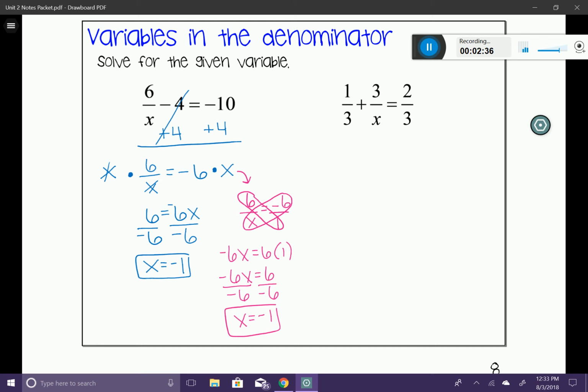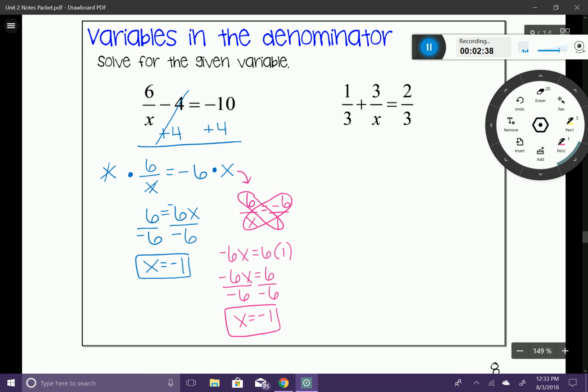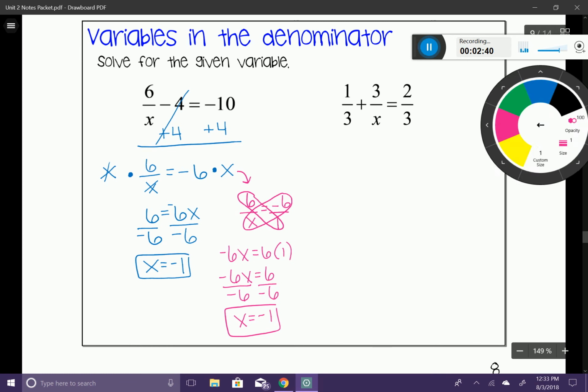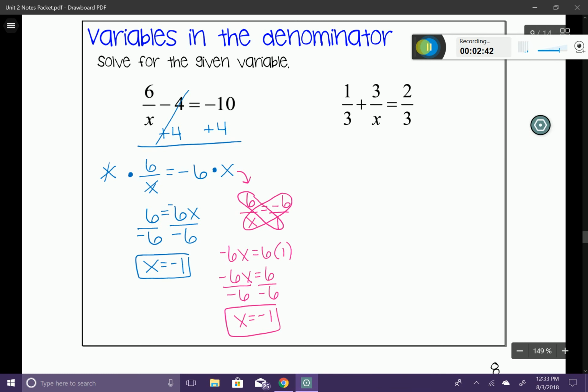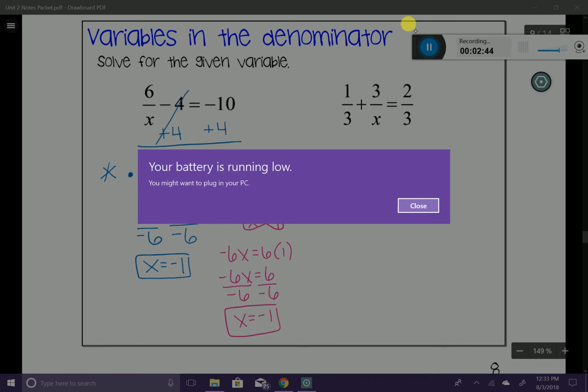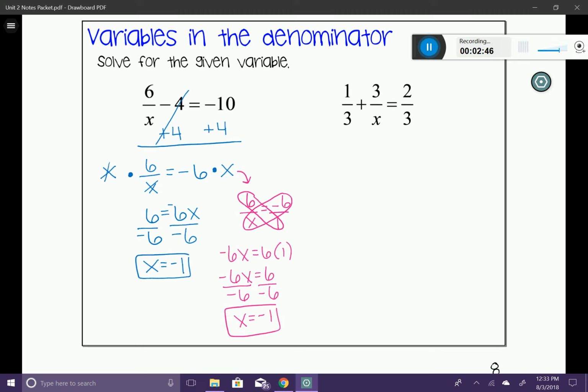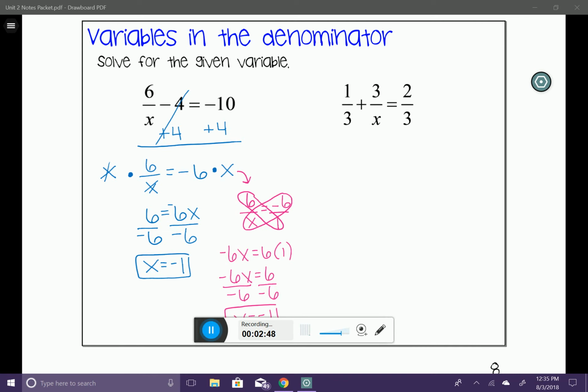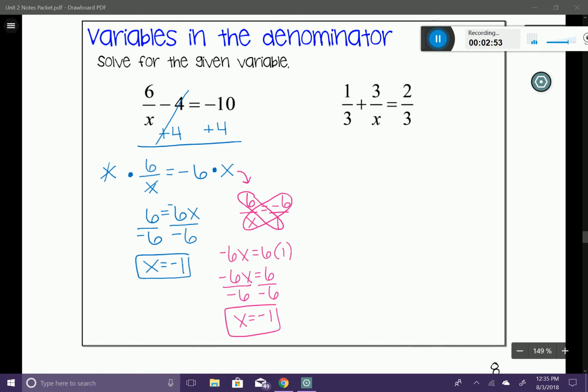Okay, let's go ahead and look at another example. I have lots of examples here because this concept does get a little bit challenging as we get to a little bit of the harder ones. Okay, in this next example, let's take a look at this. It looks a little bit different this time.